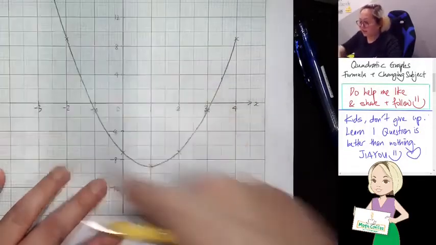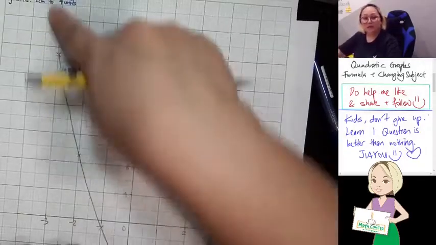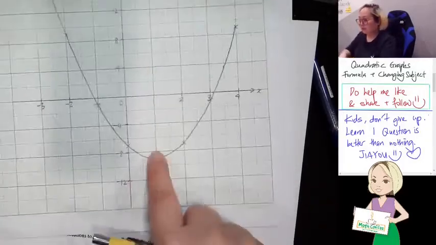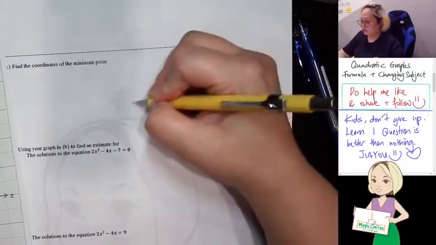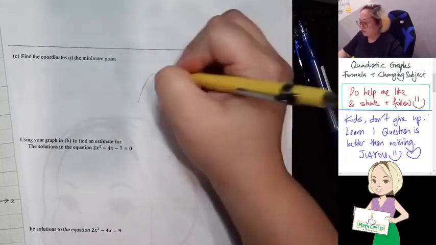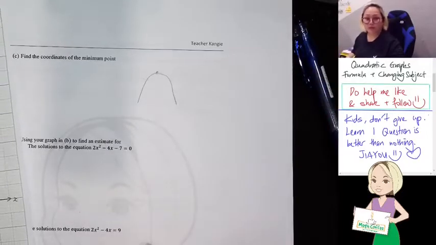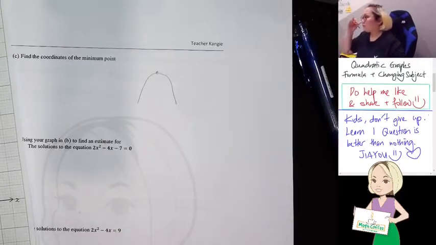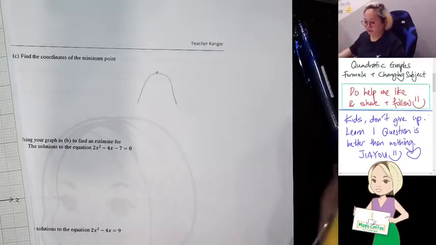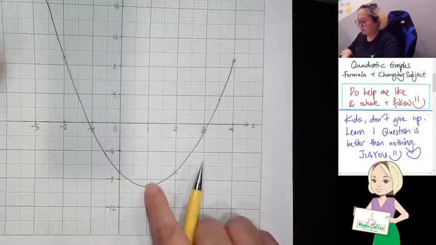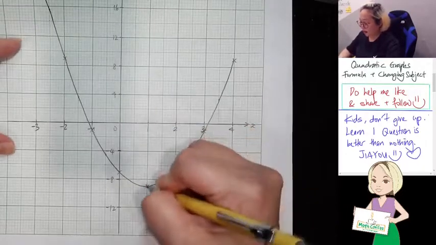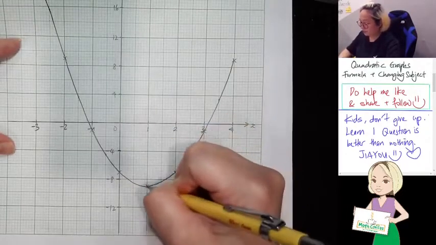This is a happy face. If it's a happy face, means that it is a minimum point. If you're going to draw this shape, of course this will be a maximum point. Okay, so for a quadratic graph, it is either a happy face or a sad face. So let's come back to here. My minimum point, you can see that the x coordinate is 1.